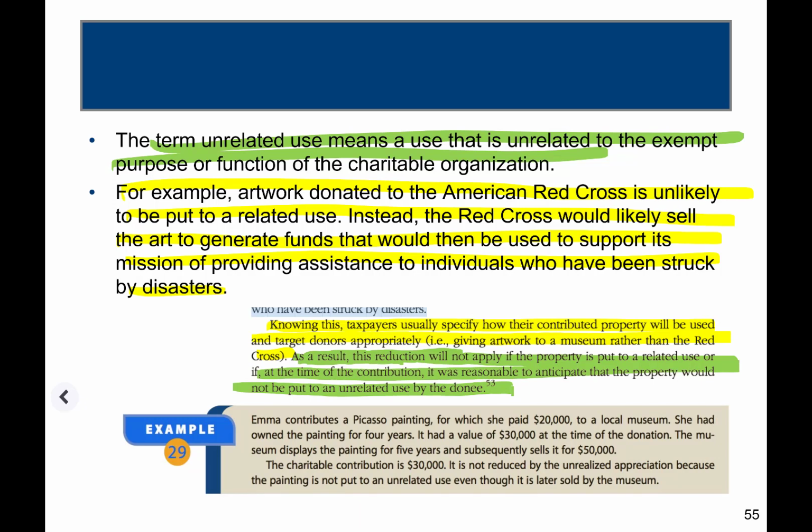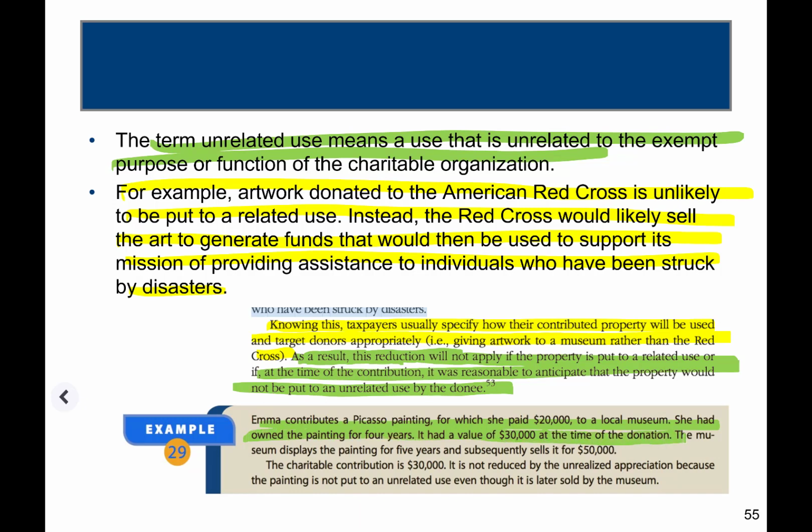In this example, she gives a painting to the local museum that she held for 4 years. Originally, she paid. Okay, where can you get a Picasso for $20,000? Please show me, and I'll go buy it tomorrow. Picasso for 20,000. Really? I mean, what is it? This big? You know.